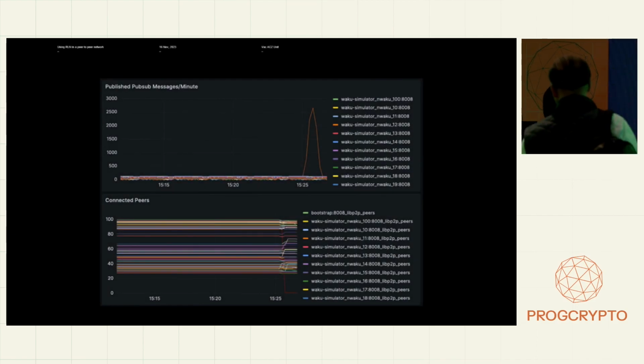Here is quite an interesting graph. As you can see, there is a node which submits around 3,000 messages per minute, which is much greater than the epoch limit. And you can see at that instance, all the Waku nodes have dropped that peer's connection. So they've all been protected from spam.